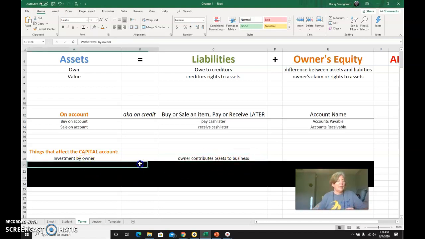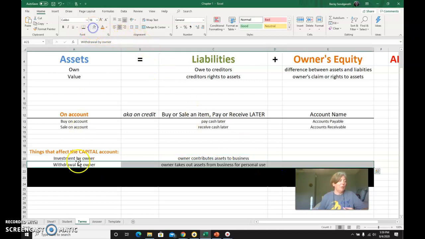The second thing that can happen is the opposite of that. The owner withdraws, W-I-T-H-D-R-A-W-A-L. And the owner takes out assets for personal use. So they take cash out of the business, they take a computer out of the business to use for their personal purposes. It no longer belongs to the business then, it belongs to the owner again. That is the withdrawal by owner.